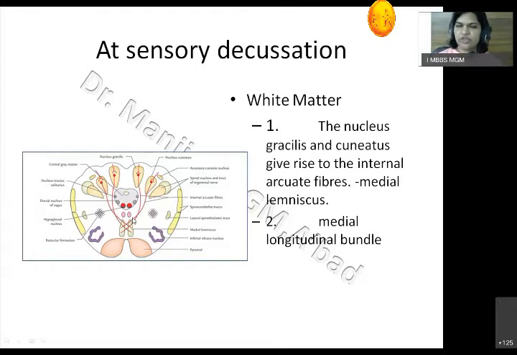After decussation, a tract is formed again. Now this tract is called the medial lemniscus. So if someone asks you what is the medial lemniscus, it is formed by the decussation of fibers of the fasciculus cuneatus and fasciculus gracilis. Okay, so this is just a continuation of this tract after decussation.